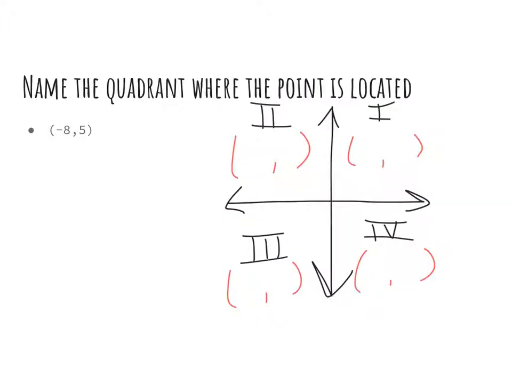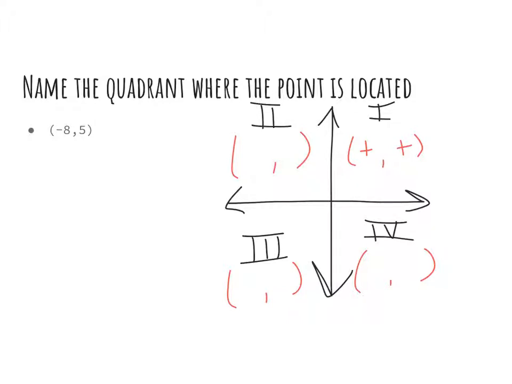When you're asked to name the quadrant where a point is located, the thing to keep in mind is what are the signs of your x and y coordinates. Whether they're positive or negative will tell you what quadrant a certain point sits at. So if we start at quadrant 1, we would know a point is in quadrant 1 if the x is positive and the y is positive. So if they're both positive, it sits in quadrant 1.